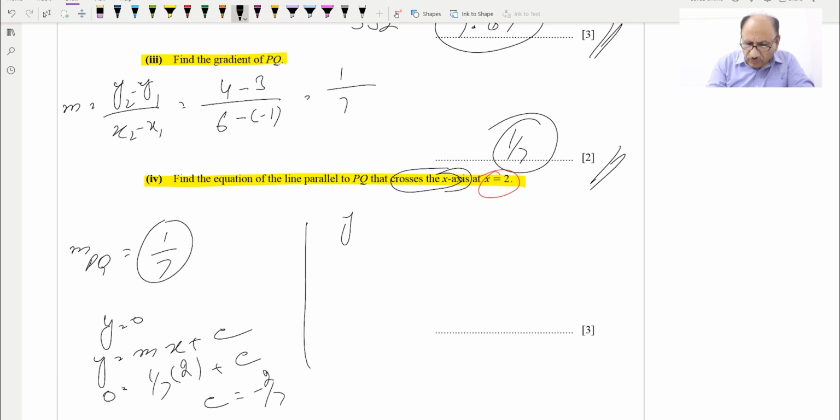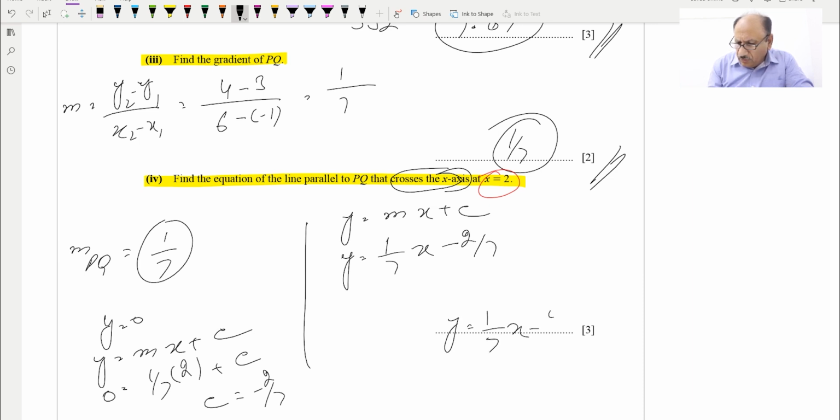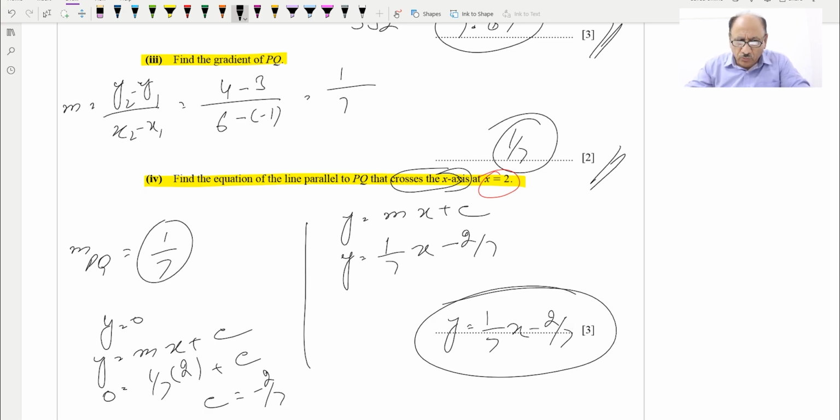Now we can write y is equal to mx plus c, and the final equation will be y is equal to 1 by 7 x minus 2 by 7. So this is the final answer, and this is for 3 marks. Hopefully you understand this.